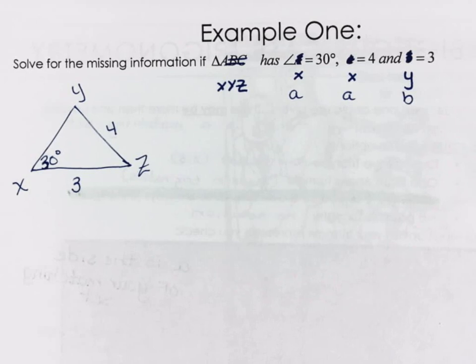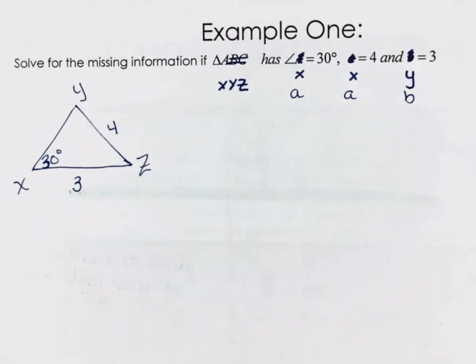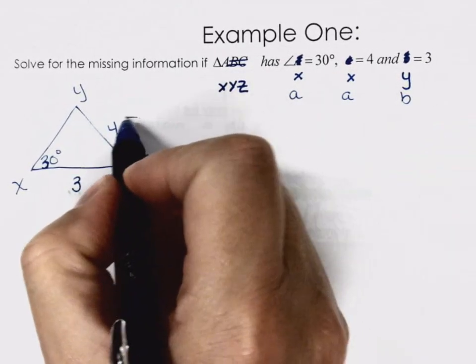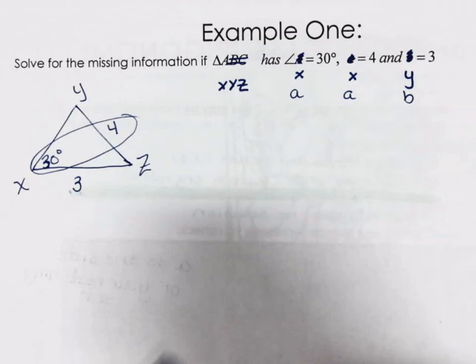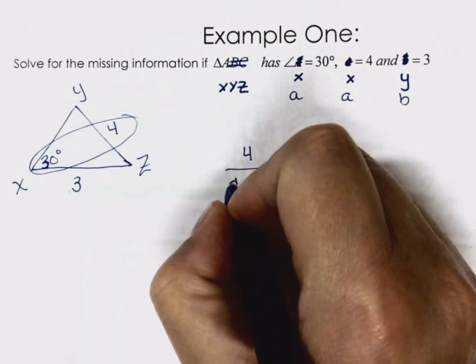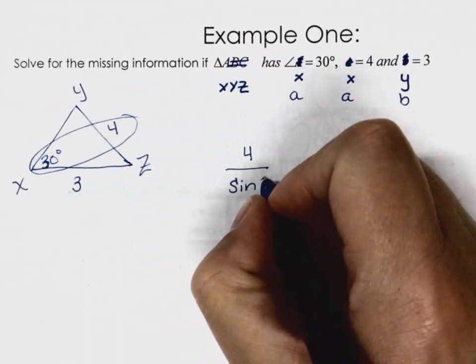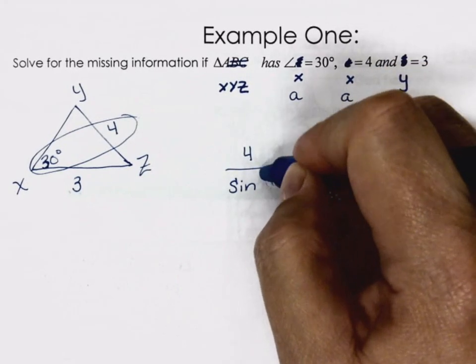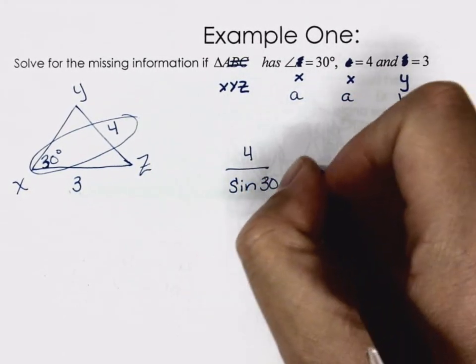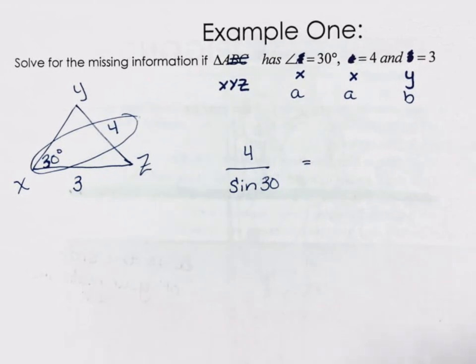Okay, since you all did your sine law assignment last night, you guys should have no problem doing this one. So when we are solving for all the missing angles, we got to solve for angle Y, angle Z, and side Z. Okay, so first thing I'm going to do is I always start with my matching set information. I always start with that. So 4 over sine of 30 equals, and what do I have to solve for first?